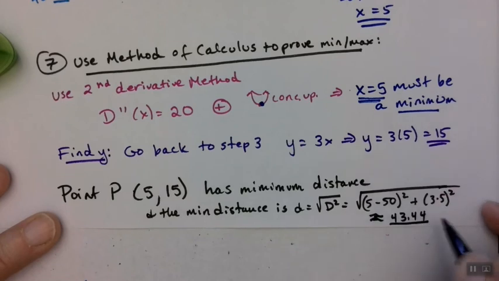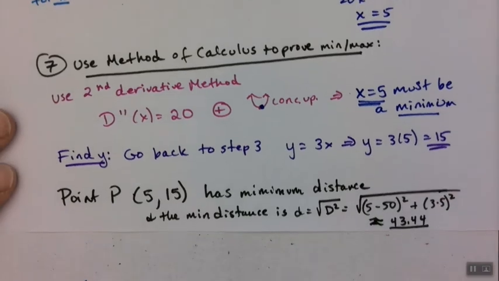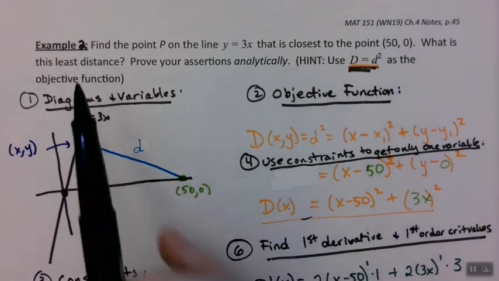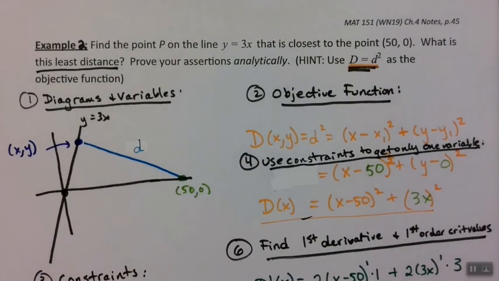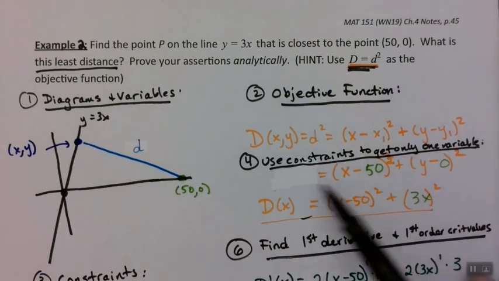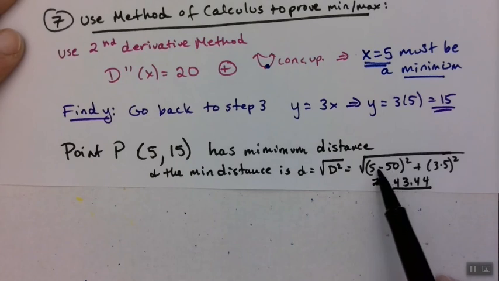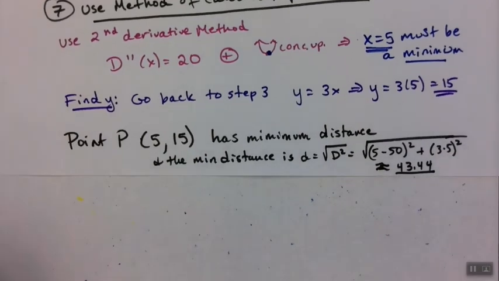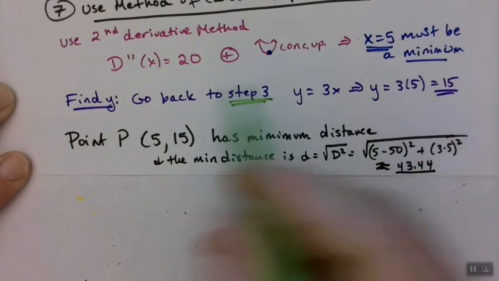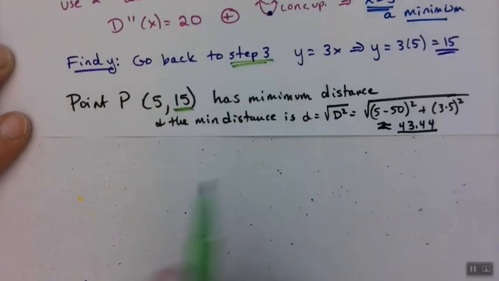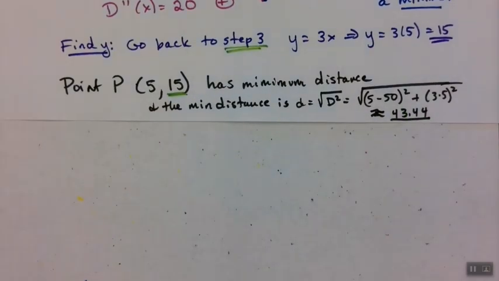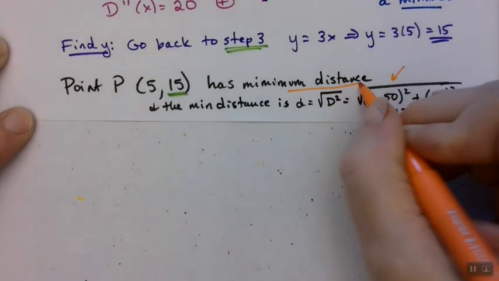There's the minimum distance. The reason I'm doing that is because it asked, what is this least distance? So that's what it is. This is not distance. This was distance squared. So I just took the square root of that to find the minimum distance right here. I substituted my x value in. So I went to step 3 to find the y value right here to get the 15, and then step 4 to find that minimum distance. So this was step 4, to find that minimum distance.